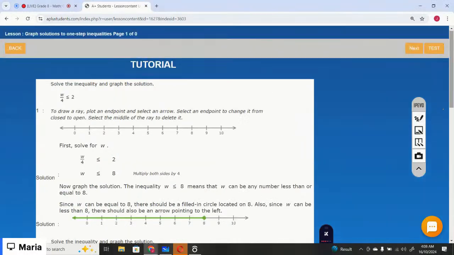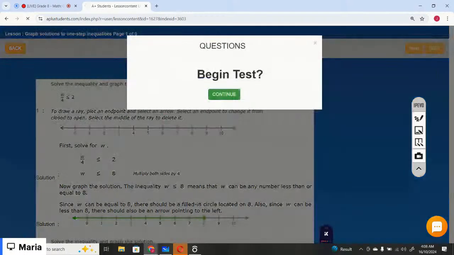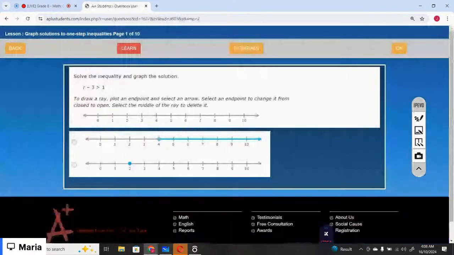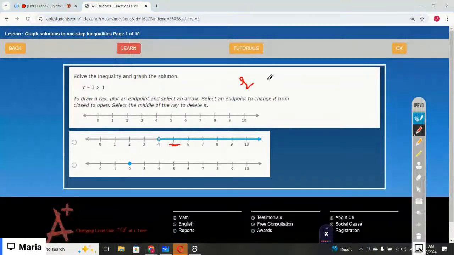Let's start with the test questions. Let's see how we graph them. Okay, solve the inequality and graph the solution. r minus 3 is greater than 1. So just solve this inequality. Then r is greater than 1 plus 3. So that is r is greater than 4. You don't have an equal sign, right? So that means there must be an open circle on the 4.